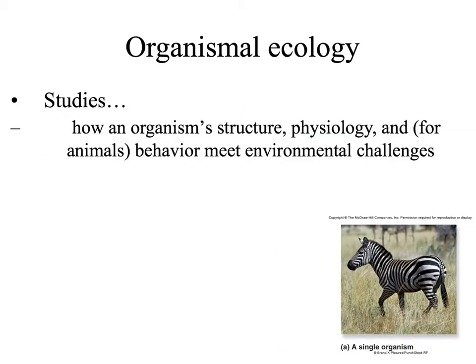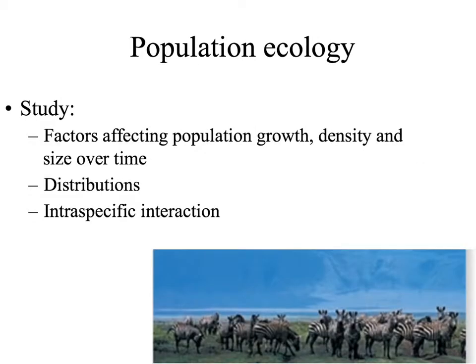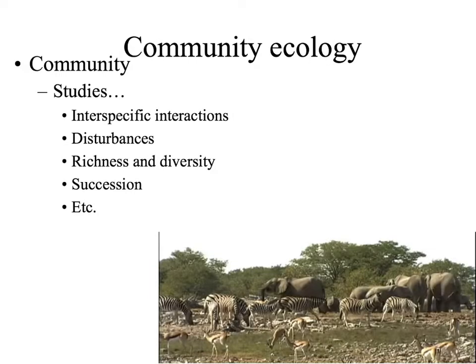Organismal ecology often studies an organism's structures, physiology, and behaviors, and how those help the animal or organism meet the environmental challenges it must face. Population ecology studies factors that affect the population's growth, density, and size over time. We can look at distributions, how the animals or organisms are spread out in their environment, as well as intraspecific interactions, those between individuals of the population.